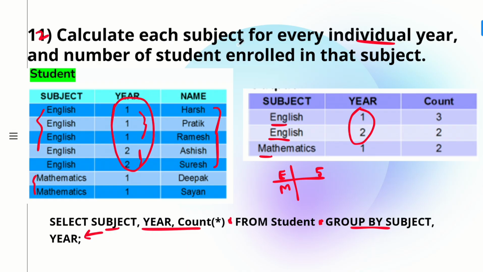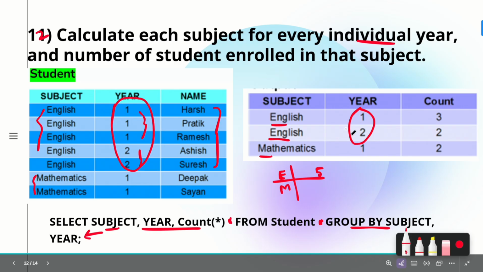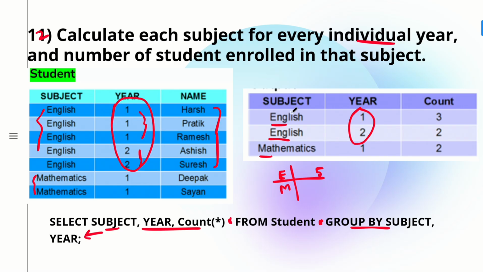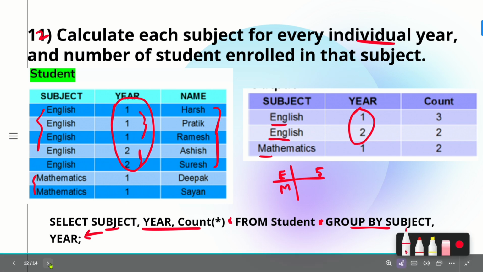You just want to know that from how many years of classes, how many subjects are enrolled. If you just write group by subject, it is going to give you the wrong answer, because for English it will not consider year, it is just going to give you the sum. And here, if you write year, then it is going to give you the proper result: from first year English, three people enrolled, from second year English, two people enrolled, and from first year mathematics, two people enrolled. Okay, this is about the group by.